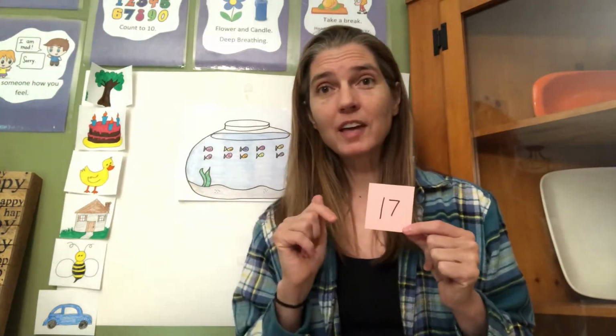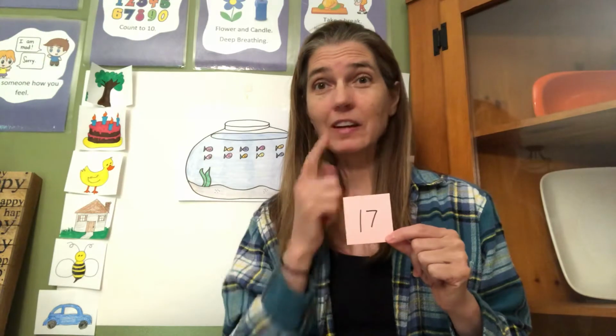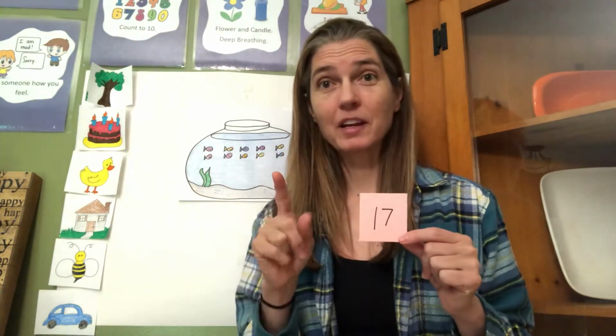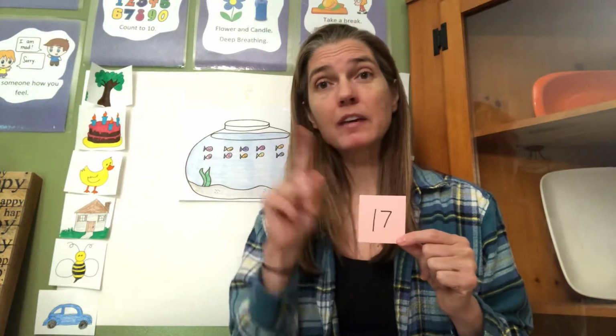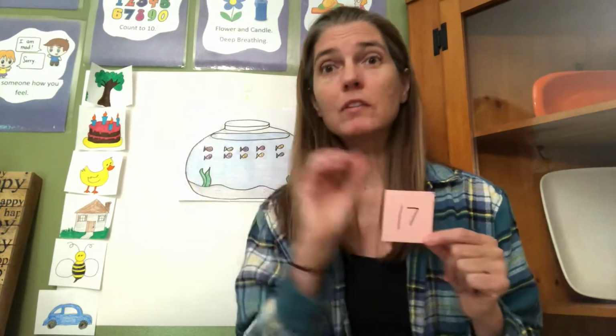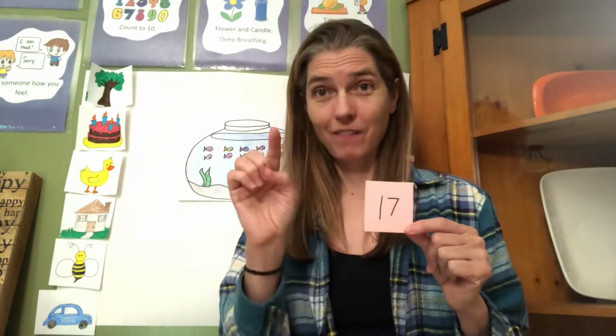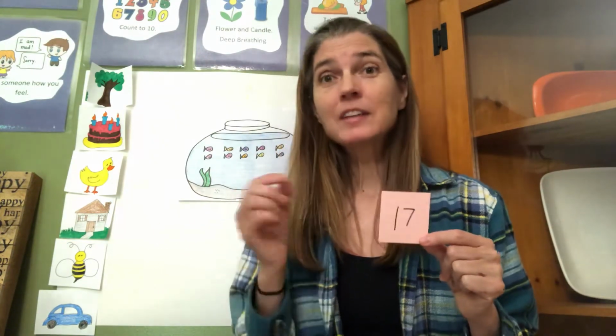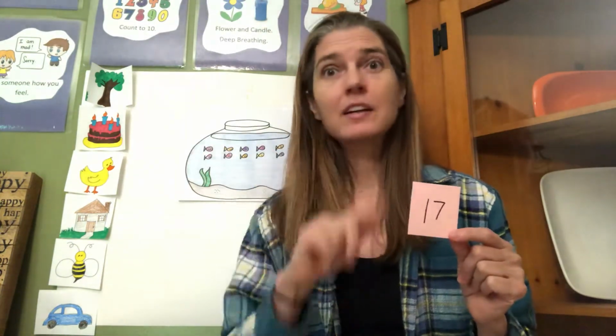Can you tell me what 17 looks like in your fishbowl? It's the 10 that were already there. And how many more? It's 10 and what? Let's count the ones that you moved in. Right, isn't that interesting? 17 is really the 10 that were already there and 7 more. So 17 is 10 and 7 more.